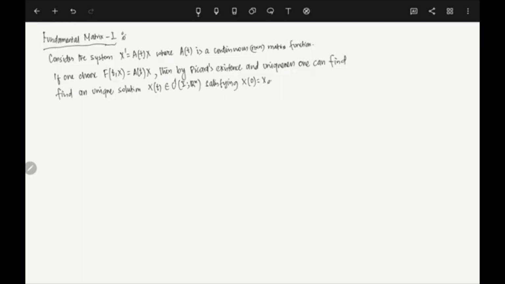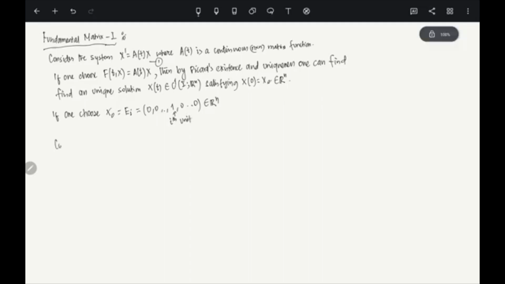Clear? Now let's call this system 1. This x naught is in Rn, and now if one chooses the vector x naught to be, let's say, ei, what is ei? It is nothing but the unit vector, with 1 in the ith entry and 0 everywhere else, an element in Rn. So this is the ith unit vector.